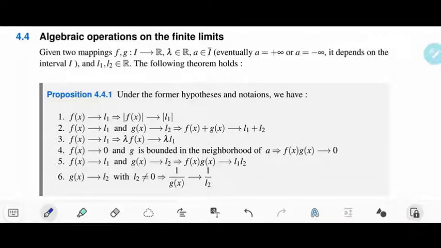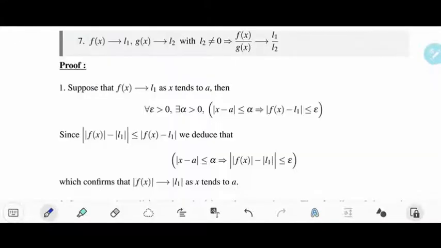If f of x tends to 0 and g is bounded, then the product f times g tends to 0 as well. If f tends to L1 and g tends to L2, the product function f times g at the given point tends to L1 times L2, and also for the ratio. If g of x tends to L2 with L2 not equal to 0, then 1 over g of x tends to 1 over L2. And of course, we have also if f of x tends to L1, g of x tends to L2 at a given point, with L2 not equal to 0, then the ratio f over g tends to L1 over L2 when x tends to the given point. We had similar results when we were dealing with sequences.